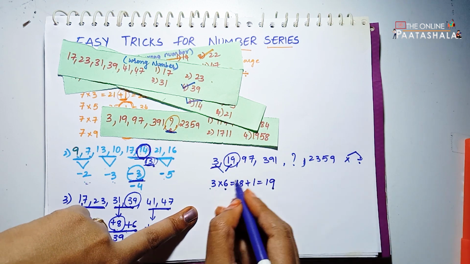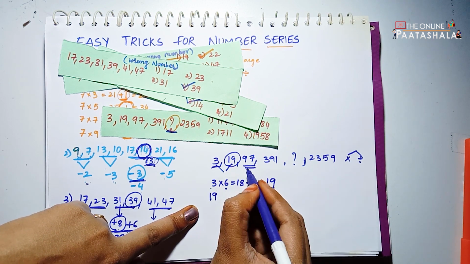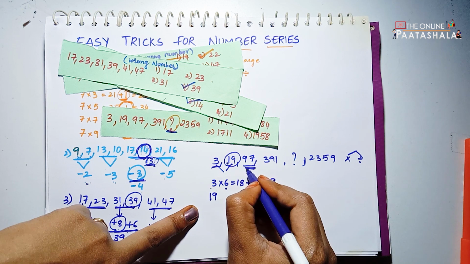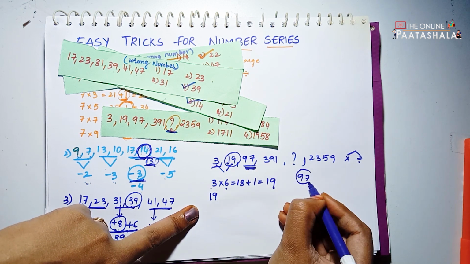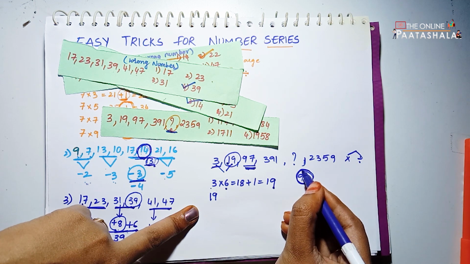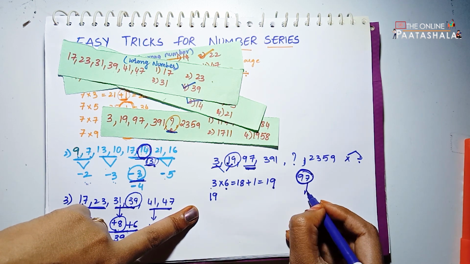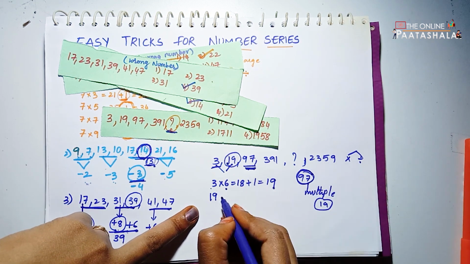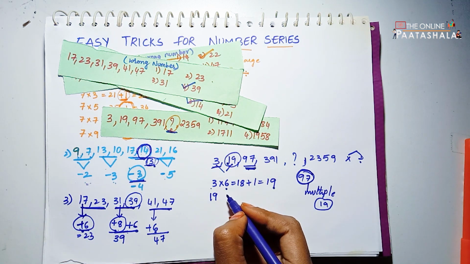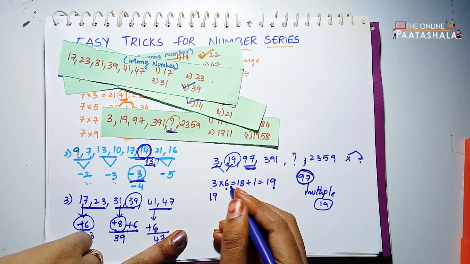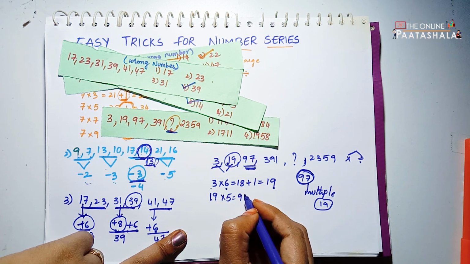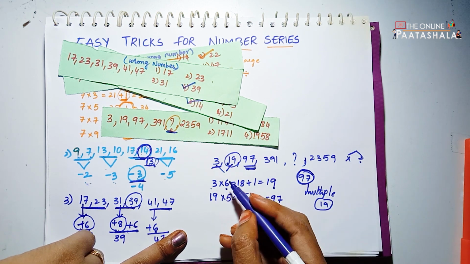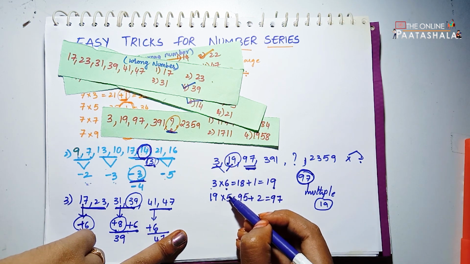By using 19, how can you get 97? For 97, you need to check the nearest number that is a multiple of 19. 95 is a multiple of 19, right? 19 fives are 95, plus 2, that is 97. That means as you go from left to right, the multiplier is decreasing, right?